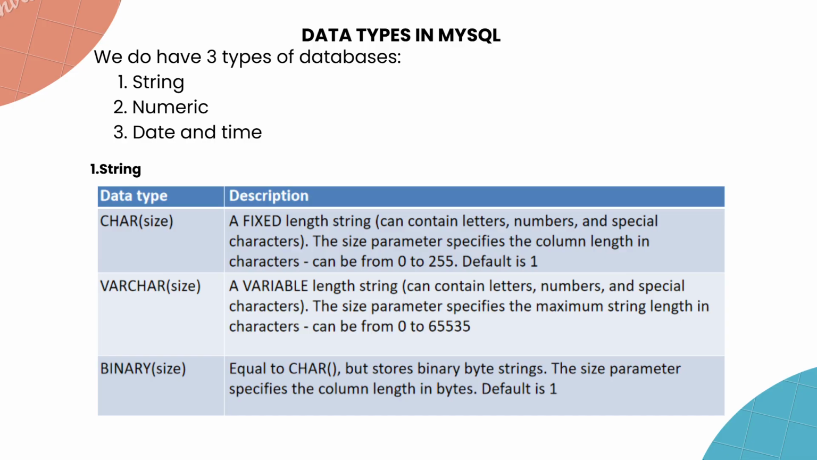The size parameter specifies the maximum string length in characters, can be from 0 to 65,535. Binary, equal to char but stores binary byte strings. The size parameter specifies the column length in bytes. Default is 1.